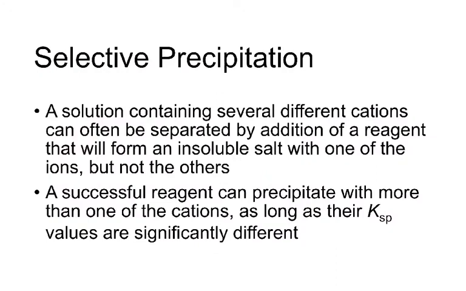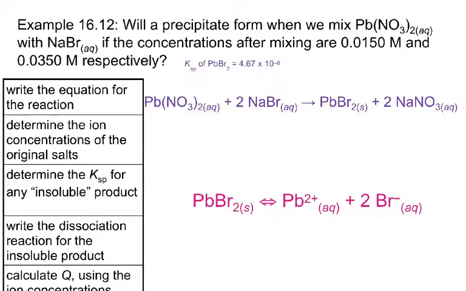Now we can selectively precipitate things. If a solution contains different cations, we could add a reagent that will form an insoluble salt with one of them but not the others. If something can precipitate with more than one, we have to monitor the Ksp values and make sure that we're only precipitating what we want. So let's look at an example.